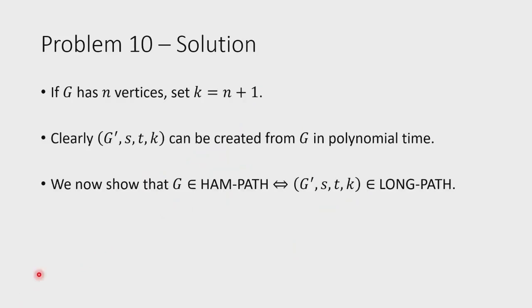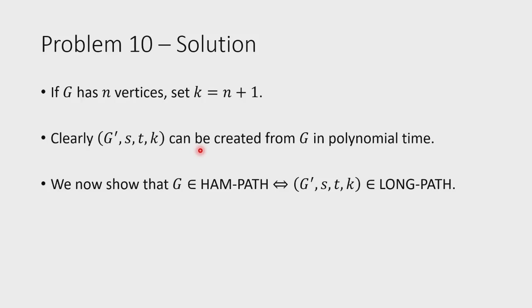So this G prime immediately gives us the instance G prime, S, T, K that we are interested in. If G has n vertices, we'll set K to be n plus 1. This we can also do in polynomial time. So from G, we can create G prime, S, T, K in polynomial time. Is this fine?